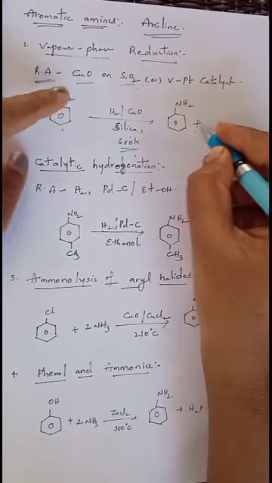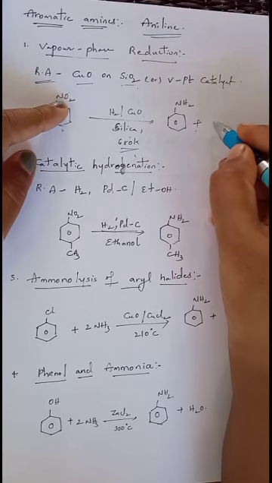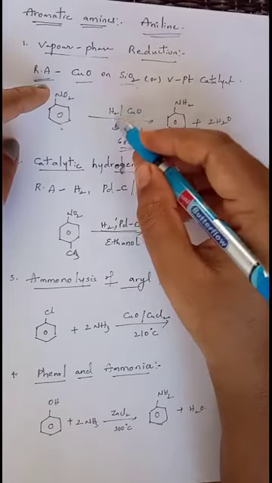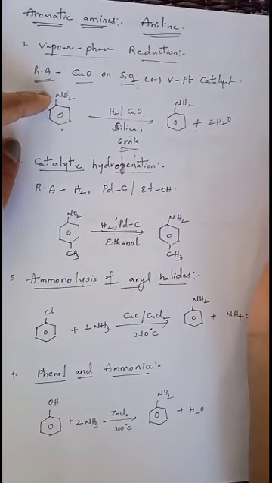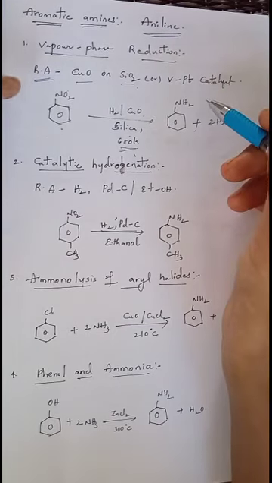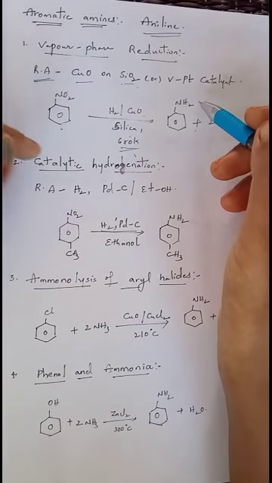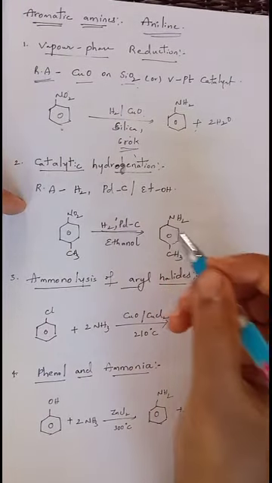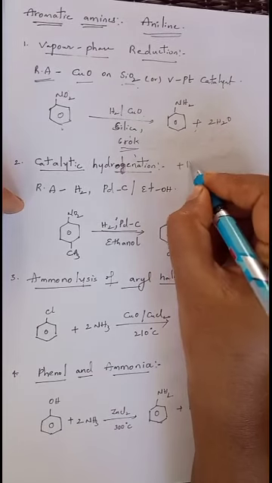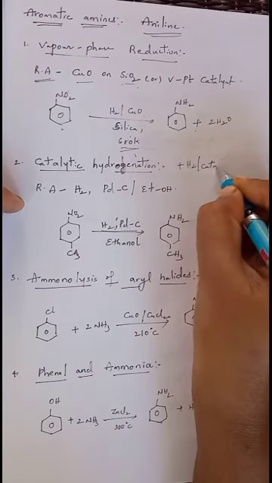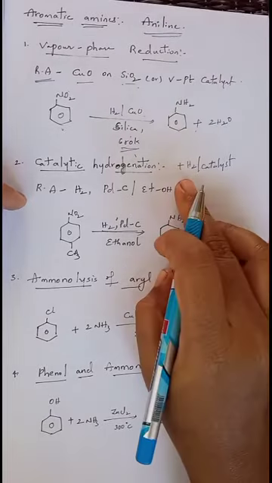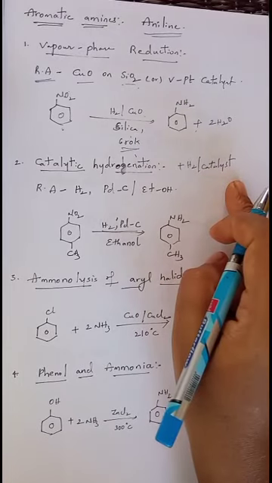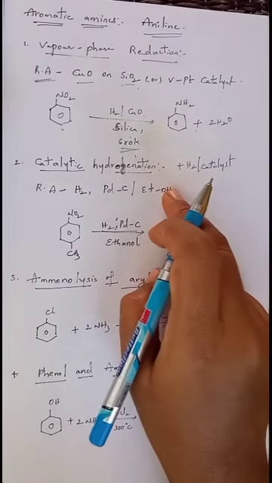What happened here? The two oxygens present on the nitro compound take hydrogens and are eliminated as 2H2O, and the remaining two hydrogens are added to the nitrogen, converting it into NH2. That is known as vapor phase reduction. Now the next important method to prepare aniline is catalytic hydrogenation. Hydrogenation is addition of hydrogen, and if it takes place in presence of a catalyst, it is called catalytic hydrogenation.